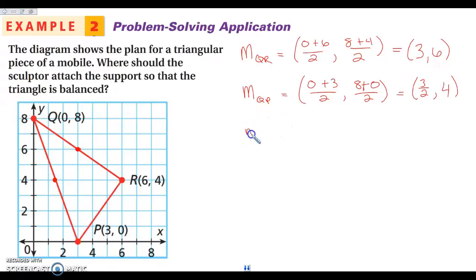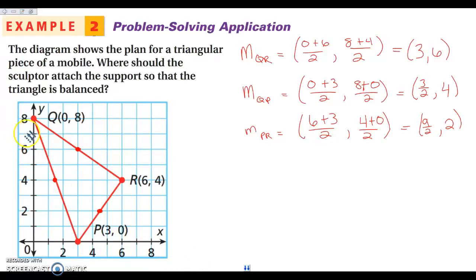And then we have one more midpoint, of PR. Add our x's again, so 6 plus 3 divided by 2. And then add our y's, 4 plus 0 divided by 2. So 6 plus 3 is 9, so that's 9 halves, which is 4.5. And 4 divided by 2 is 2. So we're going to go over 4.5 up 2. Here's our other midpoint.